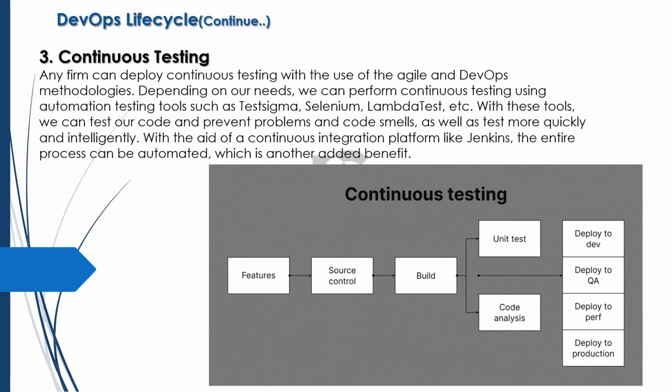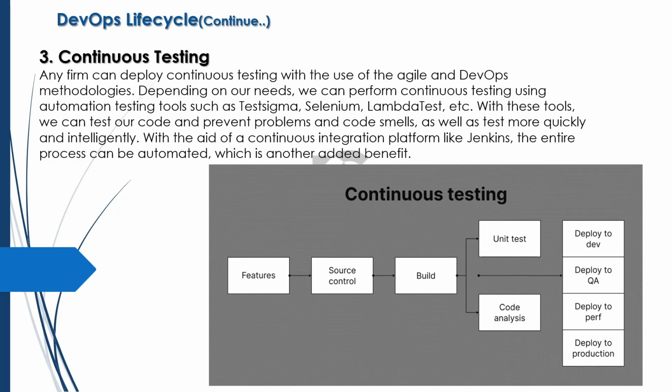Hi everyone. In the previous lecture, we learned about continuous development. In this lecture, let's understand what continuous testing is when we talk about the DevOps lifecycle. Any firm can deploy continuous testing with the use of Agile and DevOps methodologies. You must have heard about the term Agile earlier in your IT world.